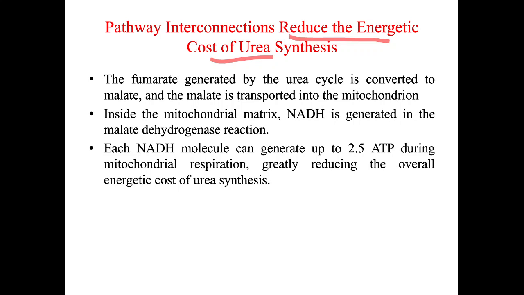Basically, the malate can be utilized in the TCA cycle. Inside the mitochondrial matrix, malate dehydrogenase reaction takes place. With the help of this malate dehydrogenase, NADH is generated. We know that each NADH molecule can give 2.5 ATP during mitochondrial respiration, and this serves as a source of energy.